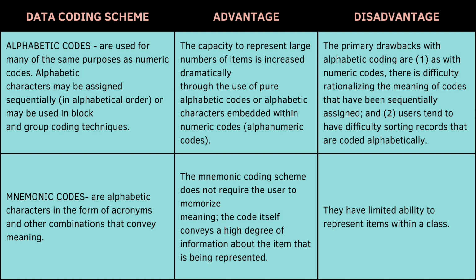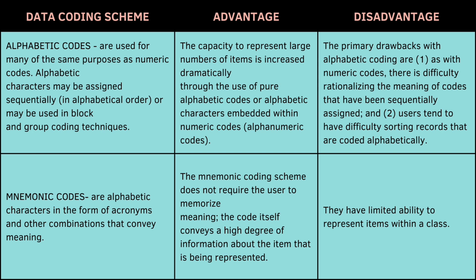For example, yung mga plate number. Syempre, maraming sasakyan kaya kailangan alphanumeric yung gamitin para mas maraming ma-issue na plate number. So, ang disadvantage naman niya, the primary drawbacks with alphabetic coding are, as with numeric codes, there is difficulty rationalizing the meaning of codes that have been sequentially assigned. Users tend to have difficulty sorting records that are coded alphabetically. So, hindi agad malalaman kung paano o ano yung definition, bakit yung naging assigned code niya.